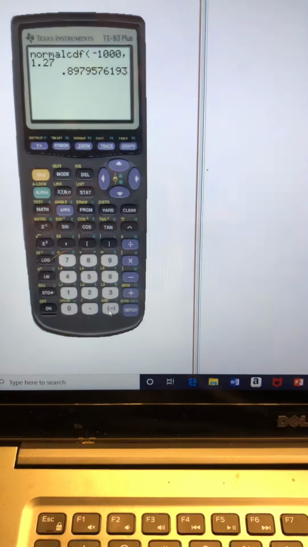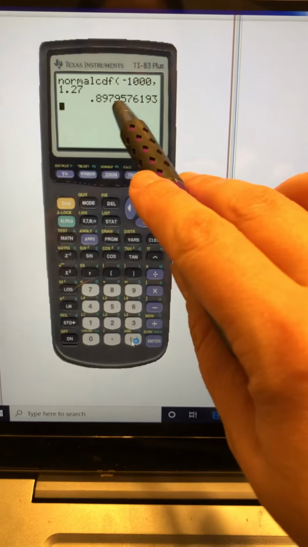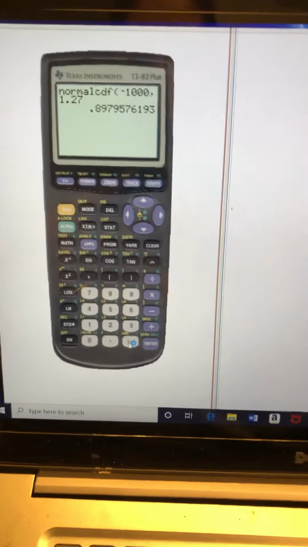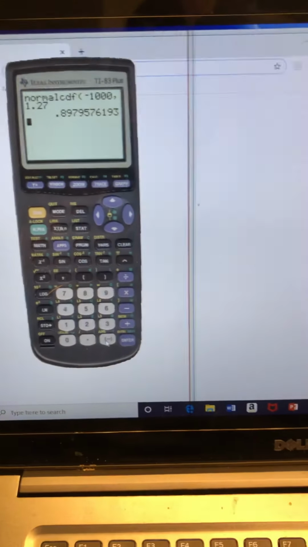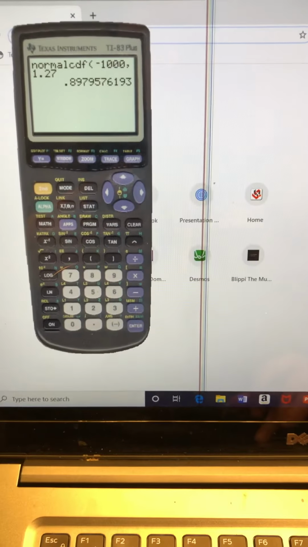And hit enter, and you always round these to 4, like I said, so 0.89795, so 0.8980, which is the exact same thing that we got from the chart. So that gives you the same answer.